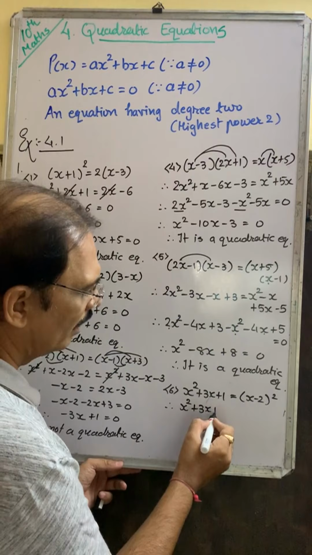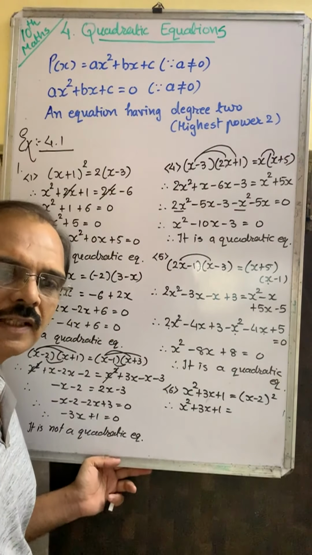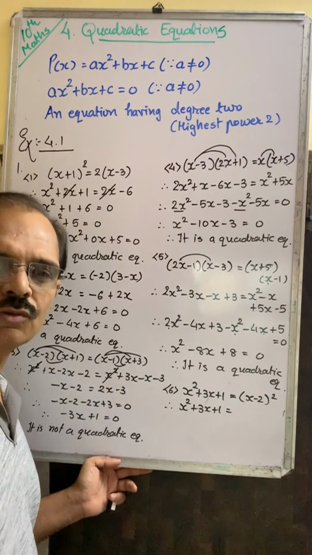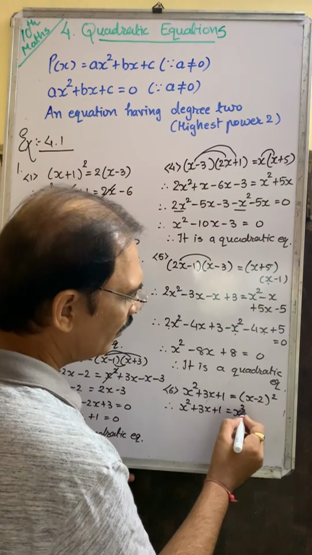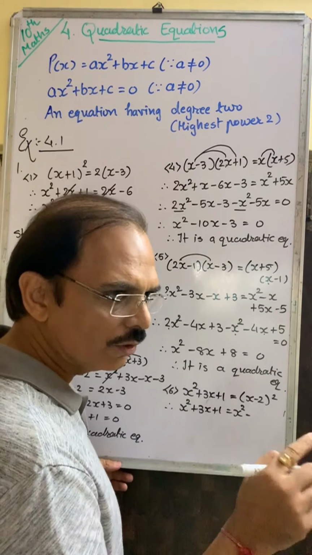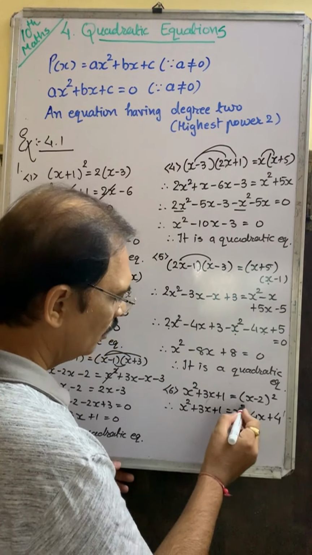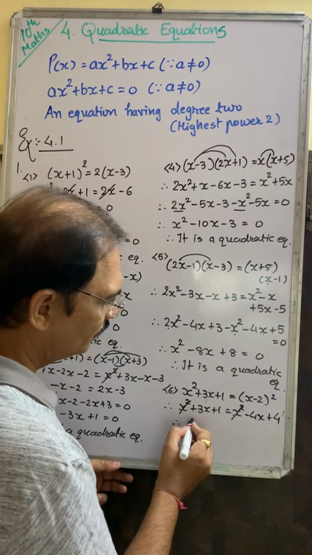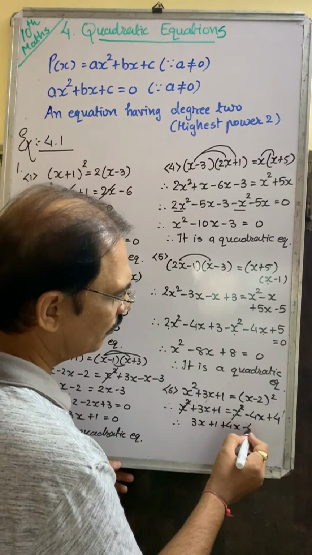See, this is a minus b the whole square. A minus b the whole square is a square minus 2ab plus b square. Open this: x square minus 2 into a into b, 2ab, 2 2s are 4x, plus 2 square is 4. Both the sides same term cancel. 3x plus 1 plus 4x minus 4 equal to 0.